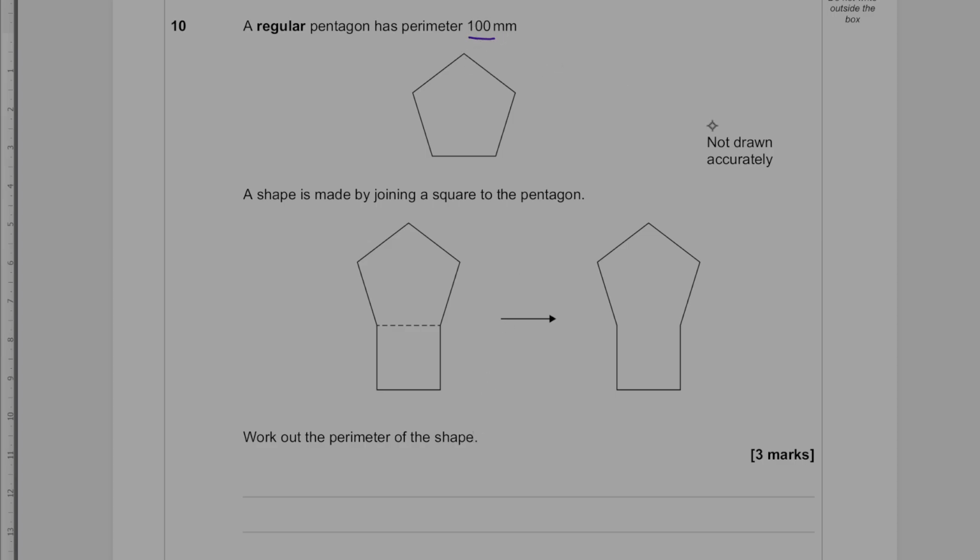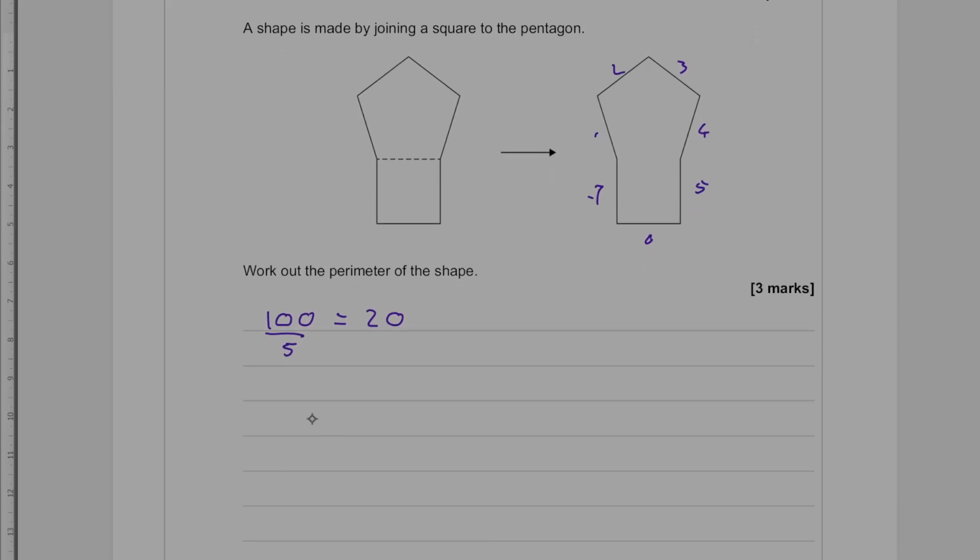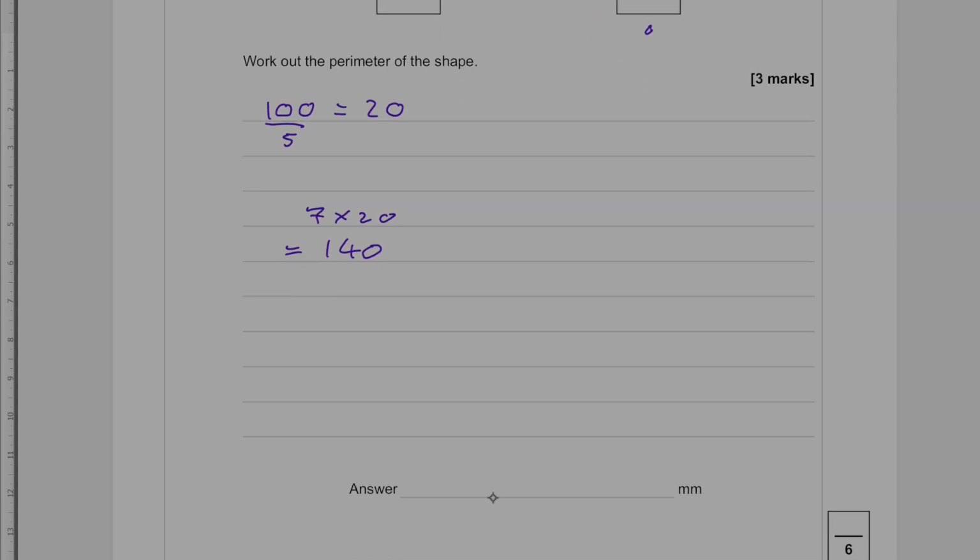Okay, right. Well, let's start by looking at, we've got 5 sides here. So 100 divided by 5 would give each side being 20 millimeters, and these are all equal. So I've got now 1, 2, 3, 4, 5, 6, 7 lots of 20. So 7 times 20 is going to be equal to 140. So 140 millimeters.